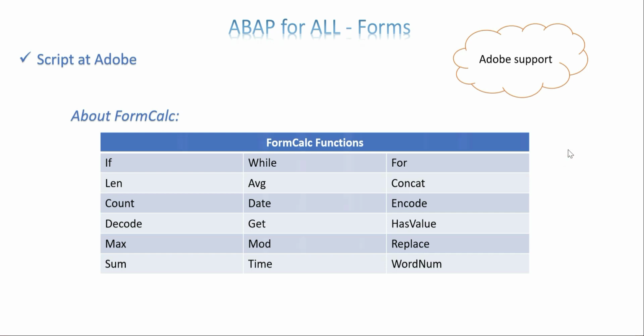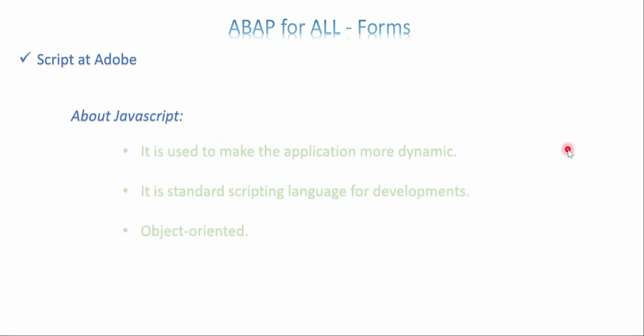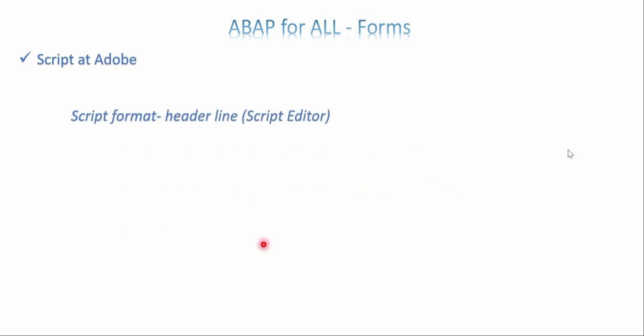So the next is JavaScript. I don't need to say much about JavaScript. It's used in many places. It's so dynamic. We can achieve a lot of things using JavaScript. A few things: it's a more dynamic, standard scripting language, normally for UI developers, and it's an object-oriented approach.